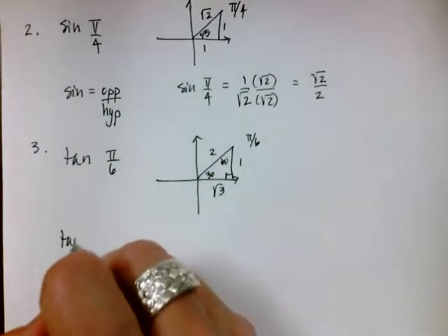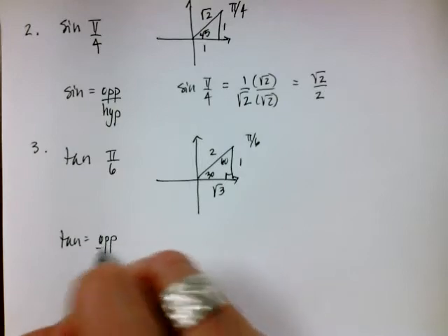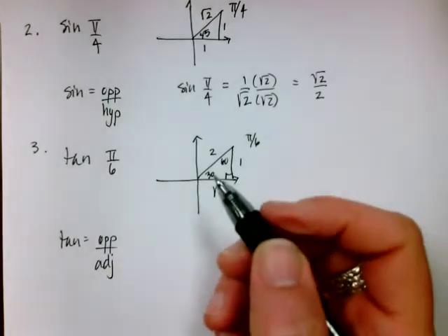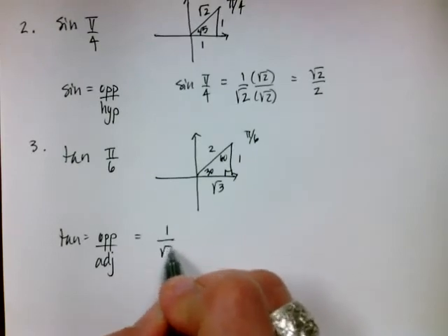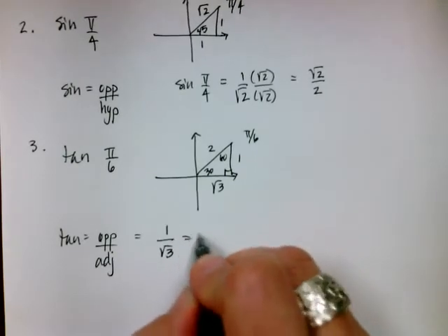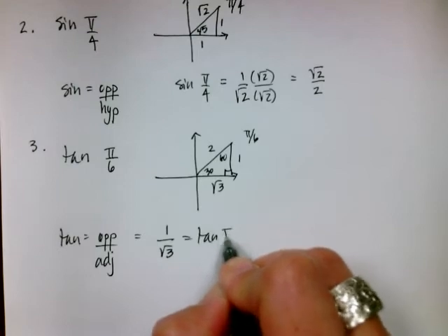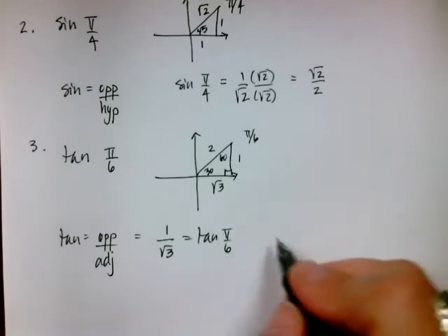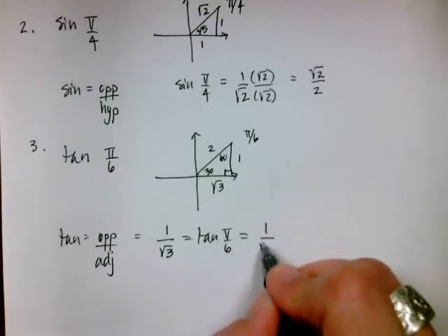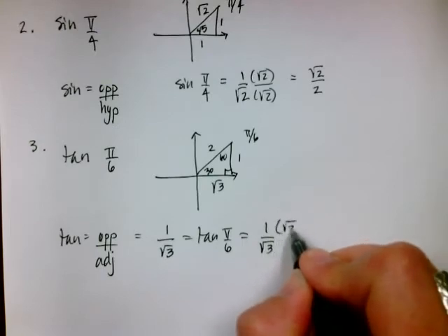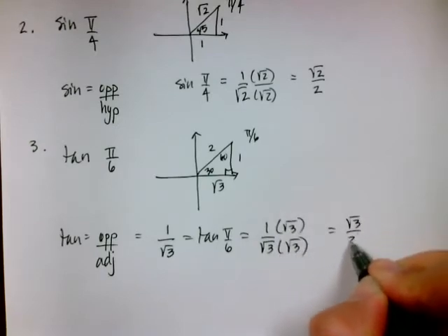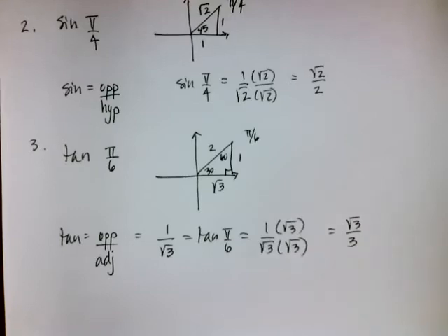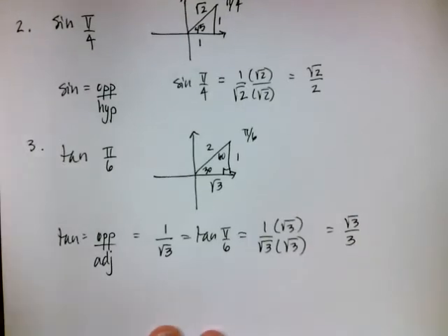So my tangent is opposite over the adjacent. Okay. So opposite is going to be 1. Adjacent is radical 3. And that's going to be the tangent of pi over 6. Slight problem because I have a radical in the denominator, so I multiply by radical 3 over radical 3, and I get radical 3 over 3. And that's my answer. All right.